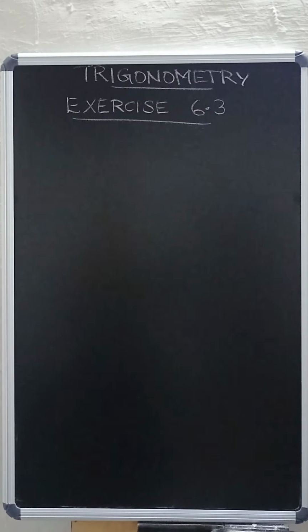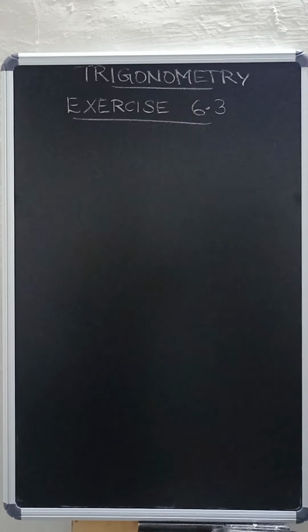Now we will see trigonometry exercise number 6.3. First sum: from the top of a rock 50√3 meters high, the angle of depression of a car on the ground is observed to be 30 degrees. Find the distance of the car from the rock.